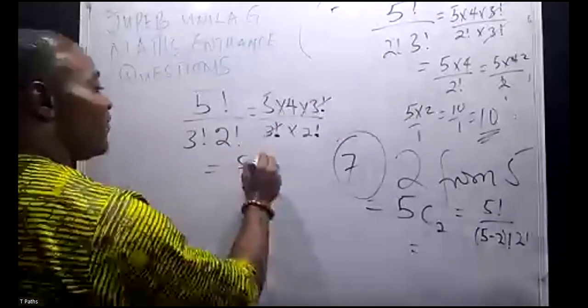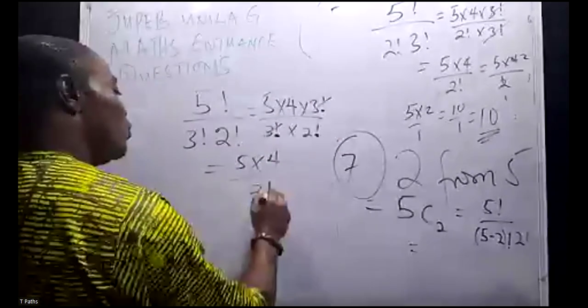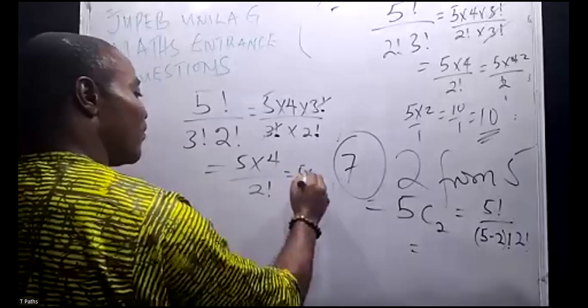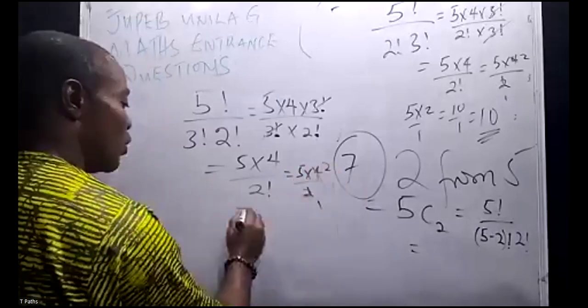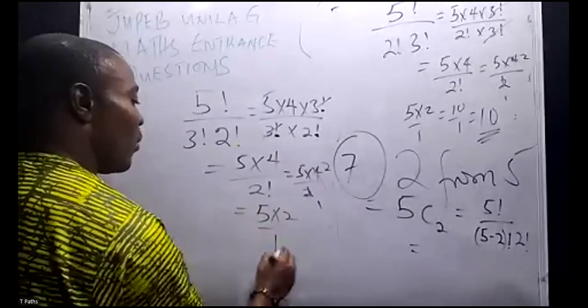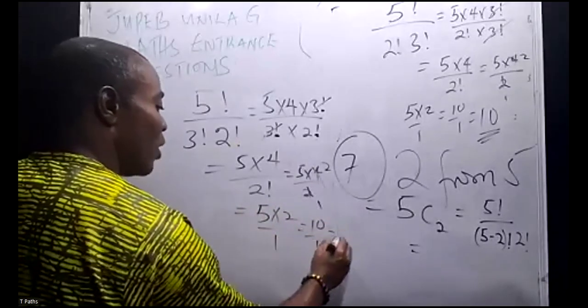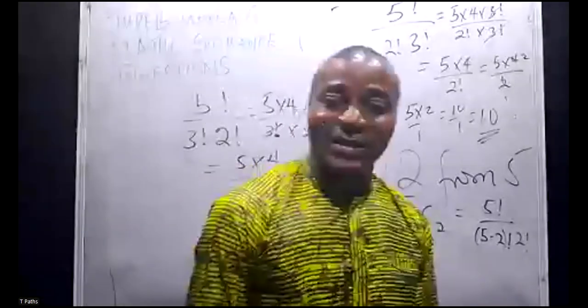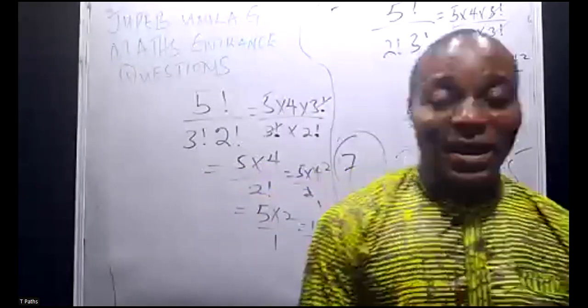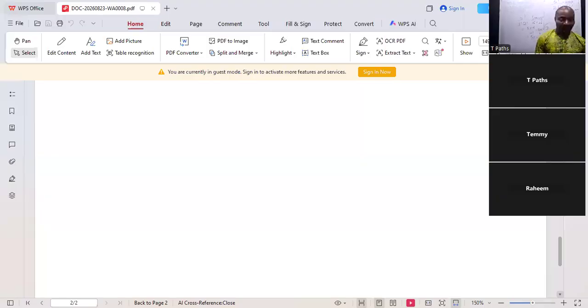We have 5 times 4 over 2 factorial, which is 2. 2 here is 1, 2 here is 2. So you have 5 times 2 over 1, which is 10 over 1, which is what? 10. 10 is the answer. 10 is the correct answer.